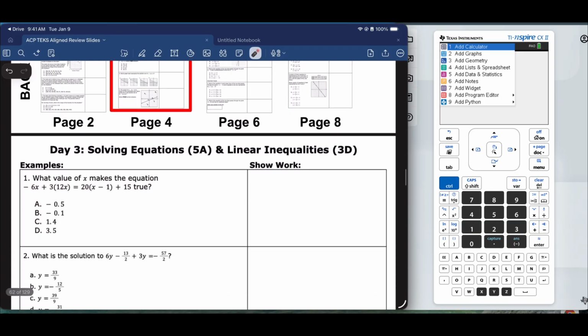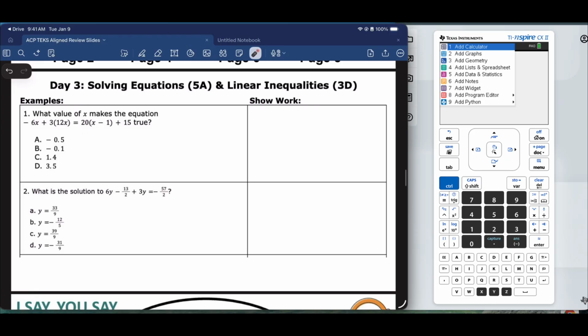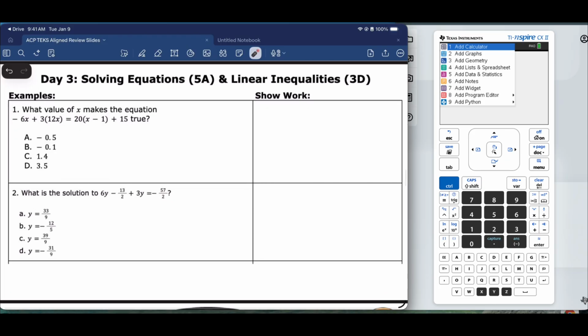So we're going to be on page 4 today. It should look something like this. We're going to do 2 examples real quick over 5A. So we have what value of x makes the equation true.